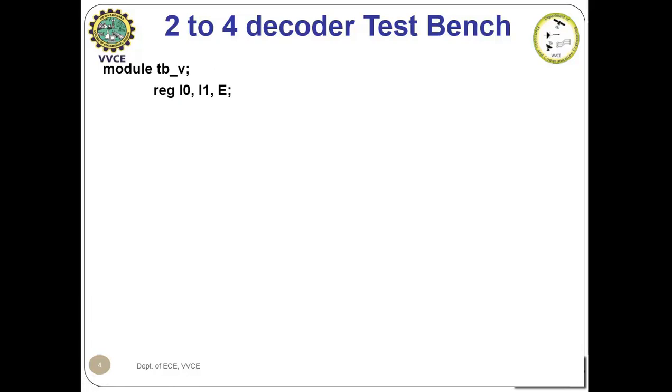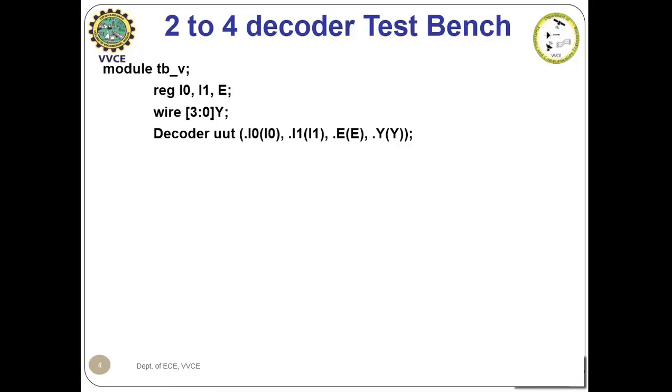Whatever inputs I have declared in the main program should be declared as registers. So I'll be declaring I0, I1 and E as registers. Then outputs should be declared as wire. So Y will be declared as a wire of 4, that is a vector of 4 bits.